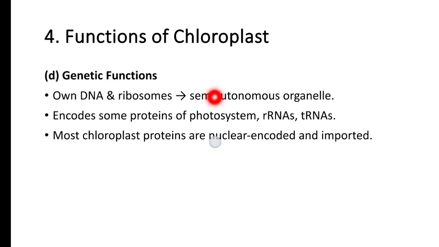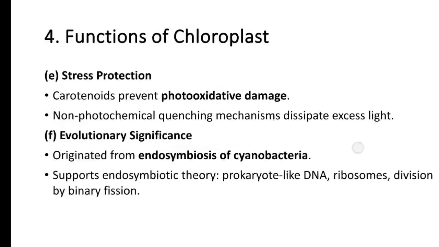Some of the proteins are imported from the nucleus so that the chloroplast can be actively involved, and it also encodes some proteins for the photosystem. It contains ribosomal RNAs because it is actively involved in transcription and translation. It also contains tRNAs, and most chloroplast proteins are nuclear encoded and imported. As I said, 10% of chloroplast proteins come from the nucleus. So it is a semi-autonomous organelle. It is not a completely autonomous organelle like the nucleus. It is also involved in stress protection specific to the plant system.